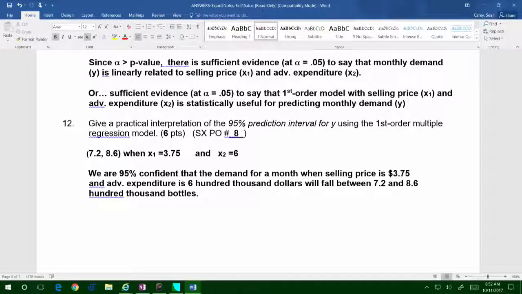Okay, so there's a lot of units of measurement going on here, and you have to remember which ones go with which. Why do I say price $3.75? Why dollars? Because the units of measurement on price is dollars. Why do I say advertising expenditure is $600,000? Because the units of measurement on X2, advertising expenditure, is $100,000. And why do I say demand falls between 7.2 and 8.6, 100,000 bottles? Because demand is measured in 100,000 bottles. You have to keep straight your units of measurement. Okay?